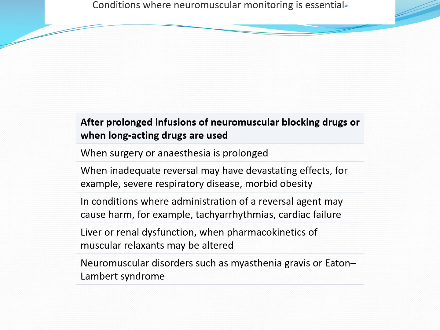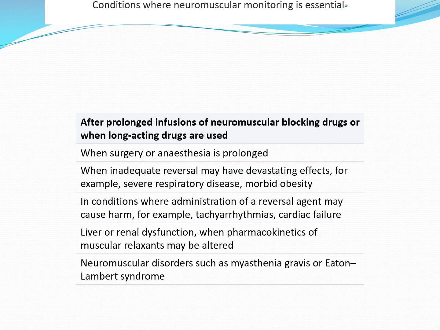namely after prolonged infusions of neuromuscular blocking drugs or when long-acting drugs are used, and when surgery or anesthesia is prolonged, when inadequate reversal may have devastating effects, as for example severe respiratory disease, for those morbidly obese patients. In conditions where administration of the reversal agent may cause harm, as tachyarrhythmias, heart failure, maybe in asthmatics.